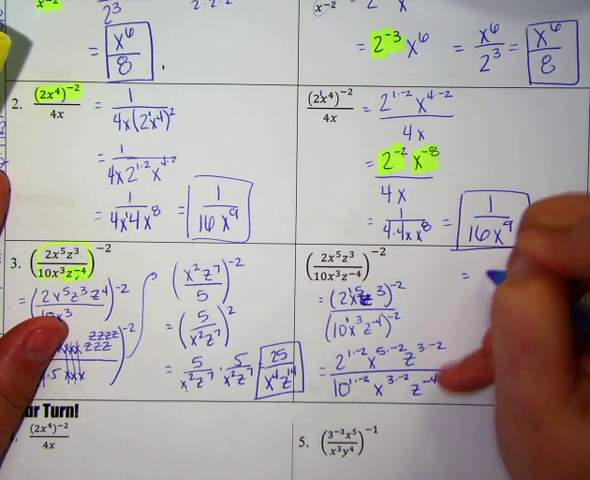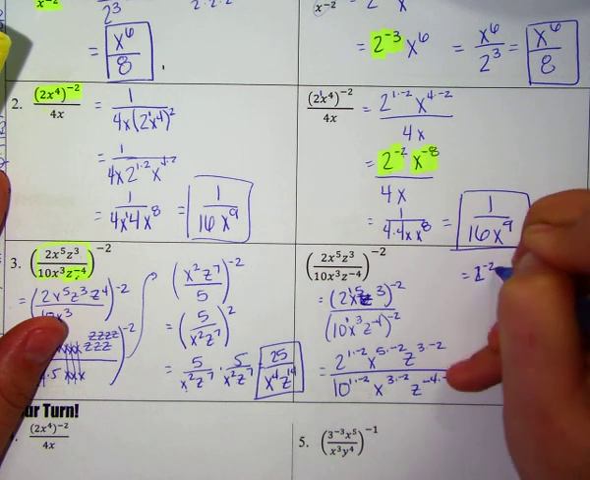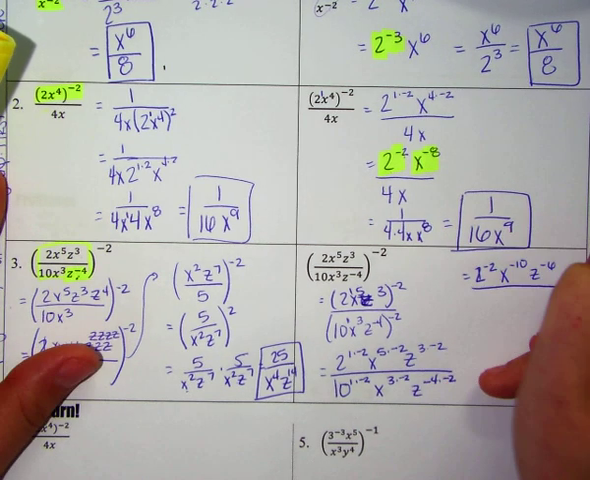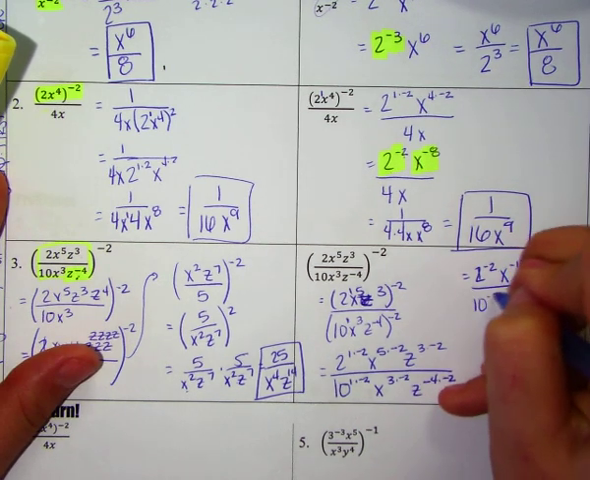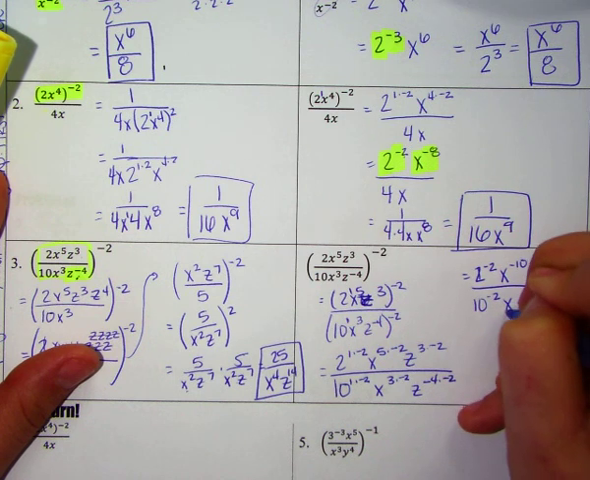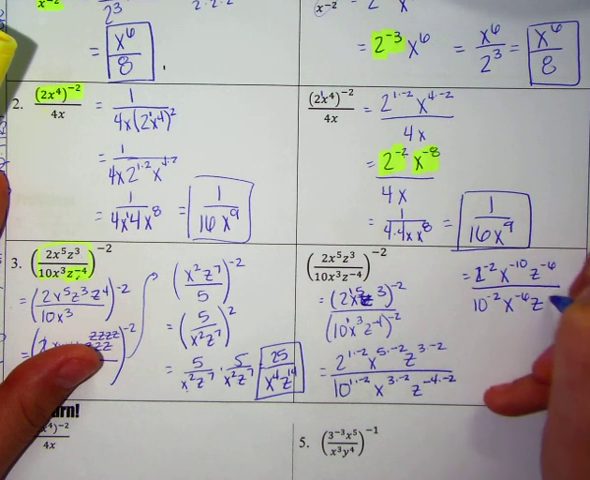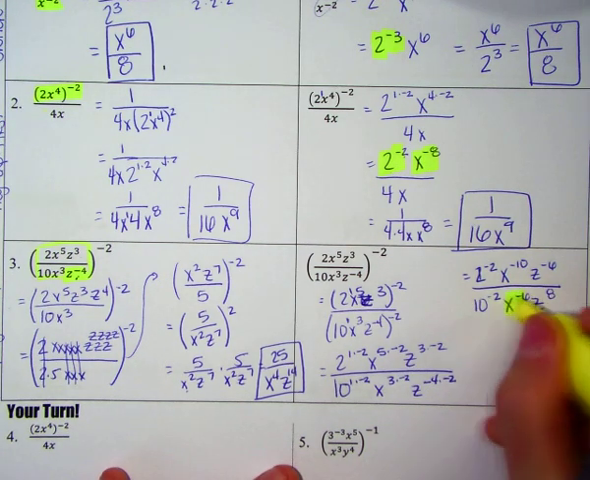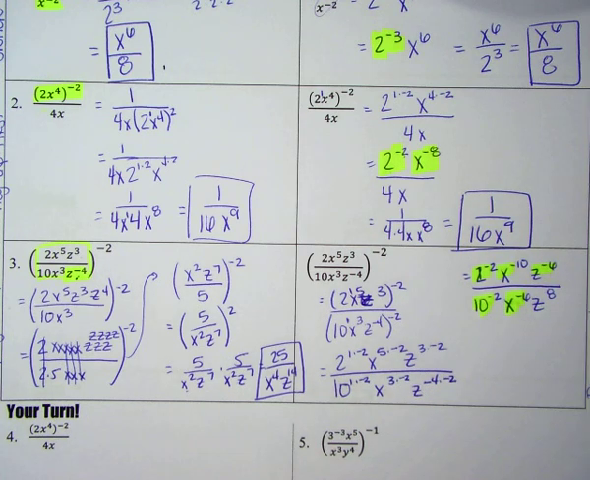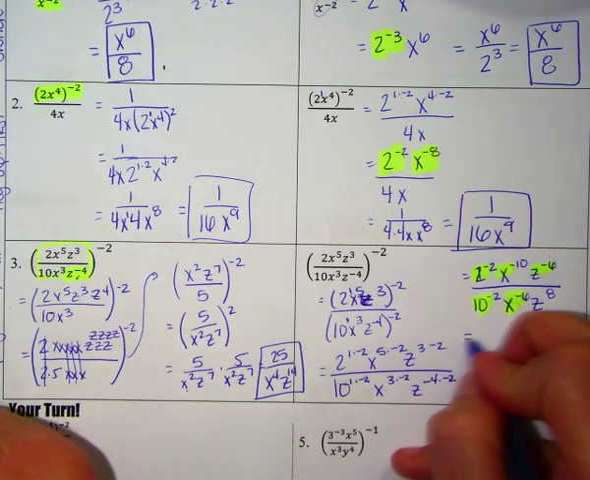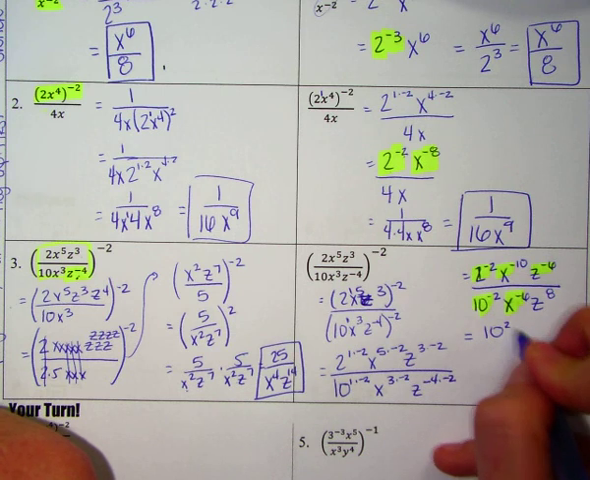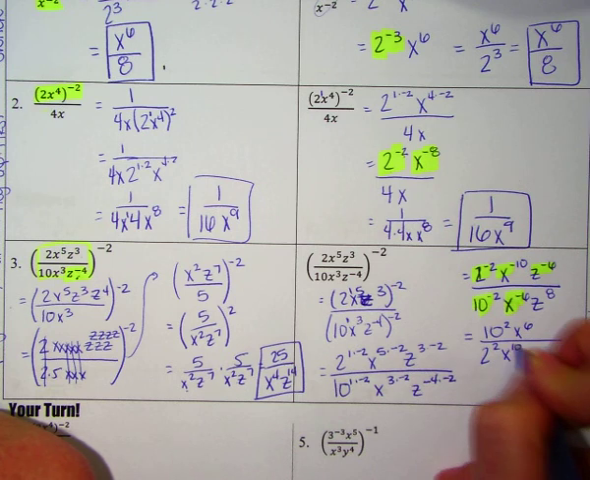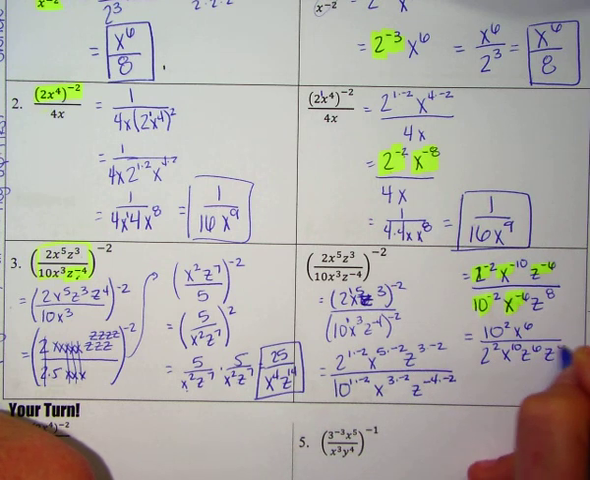Simplify. 2 to the negative 2nd, x to the negative 10th, z to the negative 6th, over 10 to the negative 2nd, x to the negative 6th, z actually to the positive 8th. I move anything that has a negative exponent, which is everything except for z. 10 to the 2nd, x to the 6th, over 2 to the 2nd, x to the 10th, z to the 6th, z to the 8th.